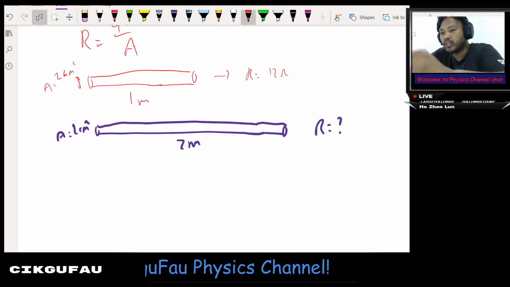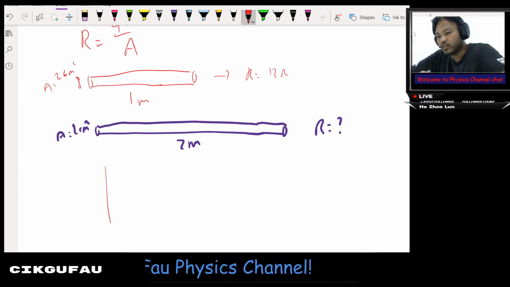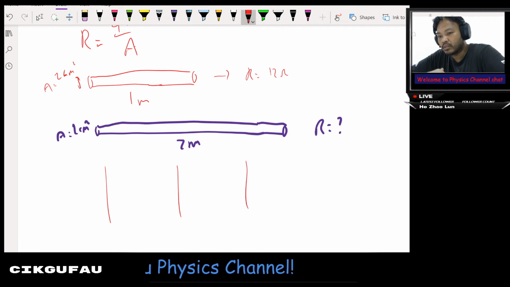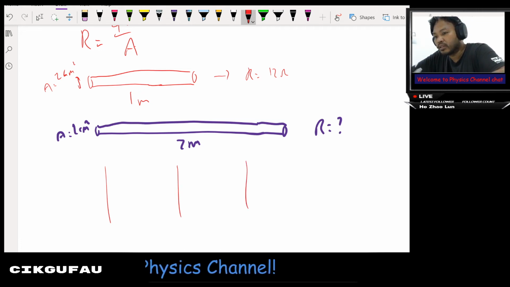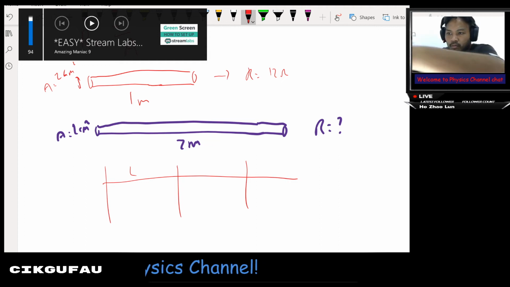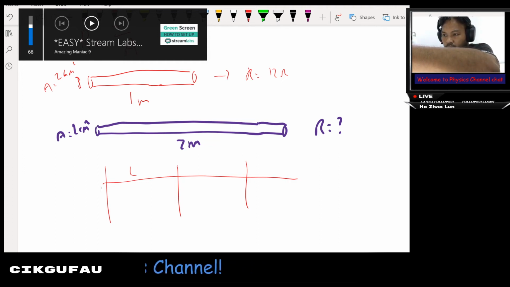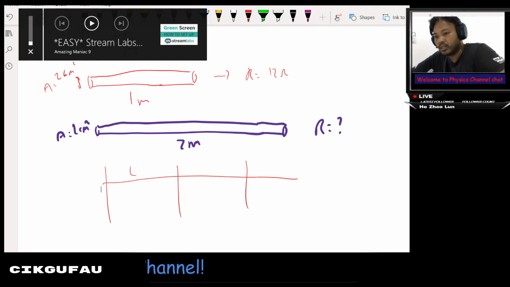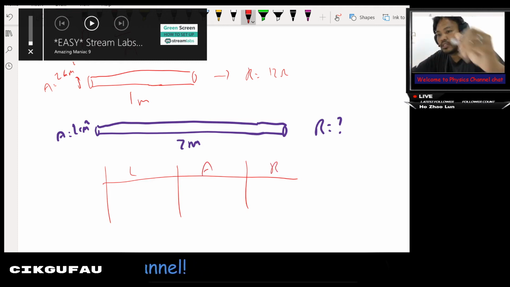So we can do a table method. We divide the table into a few columns. The first column will be the length, then area, and resistance, LAR.